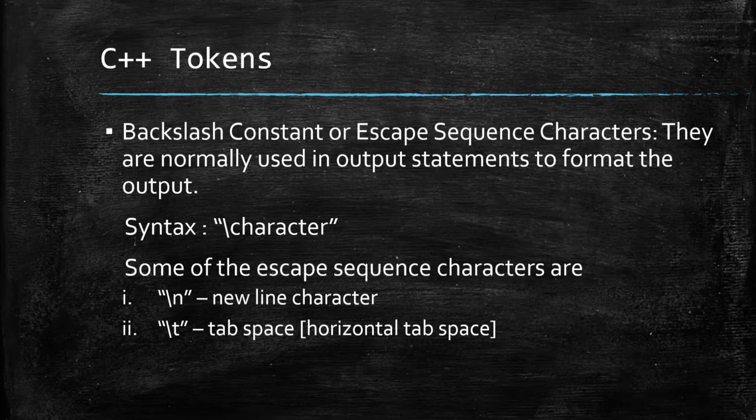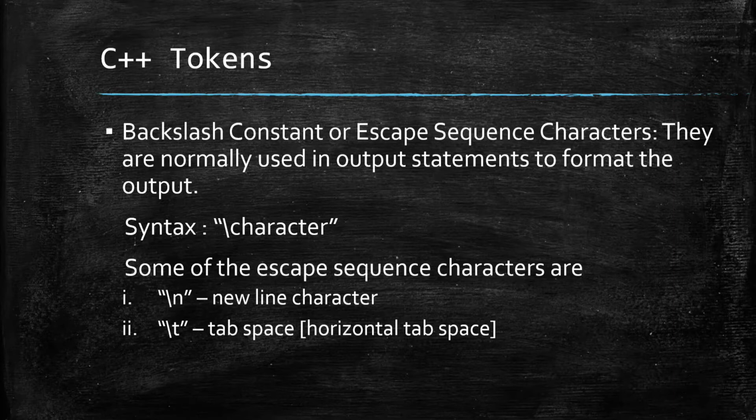The syntax is, they must be enclosed within double quotes. A backslash is used with a character, and depending on the character, they work. For example, some escape sequence characters are like \n. It's always enclosed in double quotes, since they are used in output statements. When we do the programming, we'll understand our output statements. So \n, its function is the new line character.